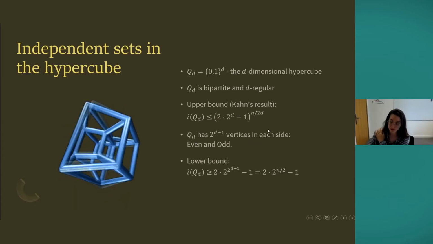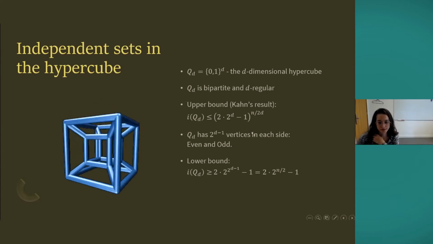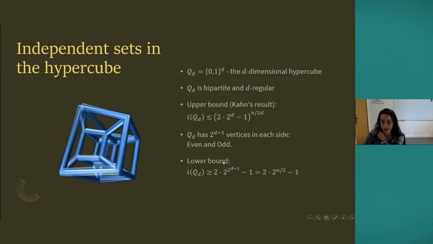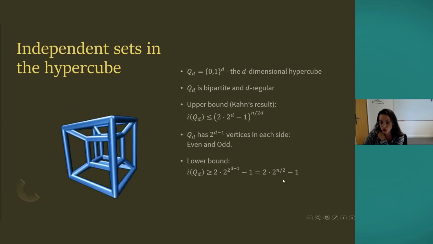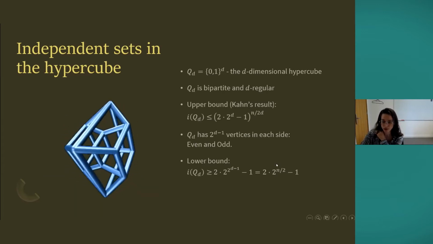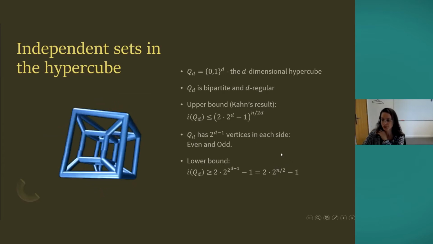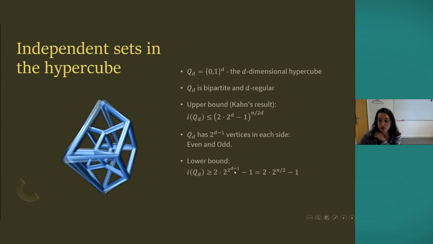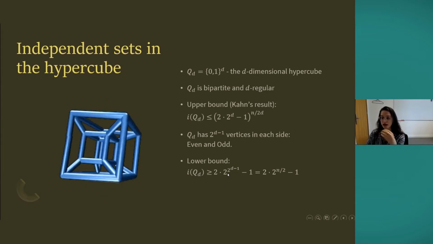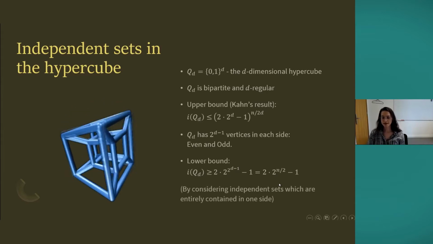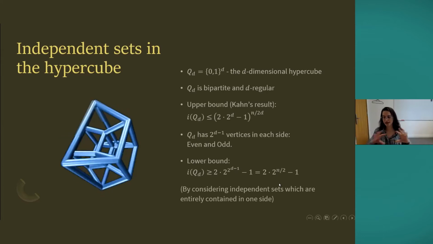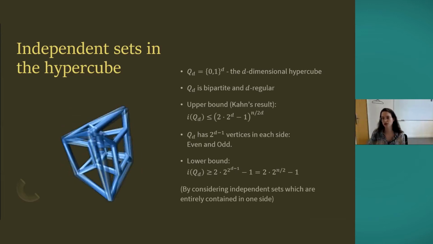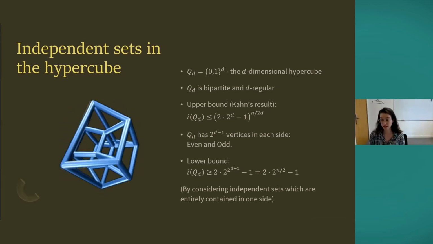What is the total number of independent sets? The result that I will show you in a second will show that the truth is closer to the lower bound and not to the upper bound. So it will not be exactly like the lower bound, but it will have the same order of magnitude. And let me just remind you how we got the lower bound. We only considered independent sets that are entirely in one side. We didn't allow independent sets to be on both the even and odd side.